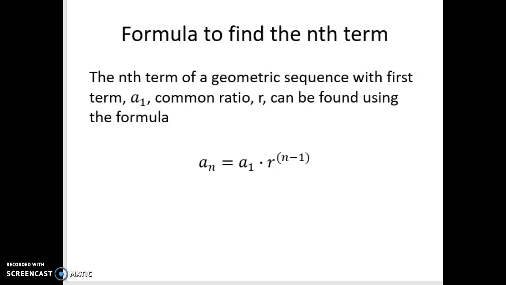In this video, we're going to see how to use the formula for the nth term of a geometric sequence to find the nth term of a geometric sequence. So again, here's the formula. a sub n represents the nth term, and that's equal to the first term, a sub 1, times r to the n minus 1 power. Take a moment to write this formula down if you have not already. And we're going to see it in a couple of examples.